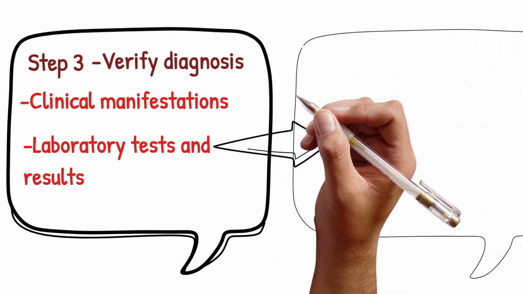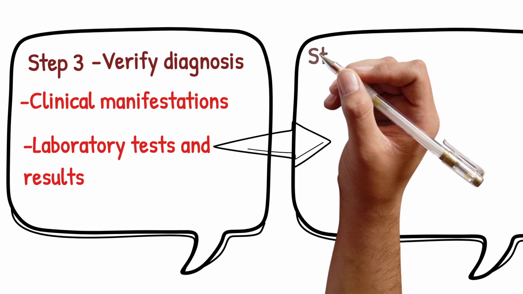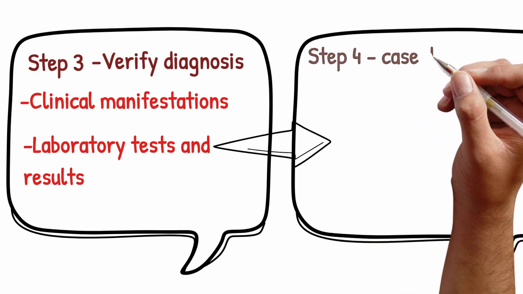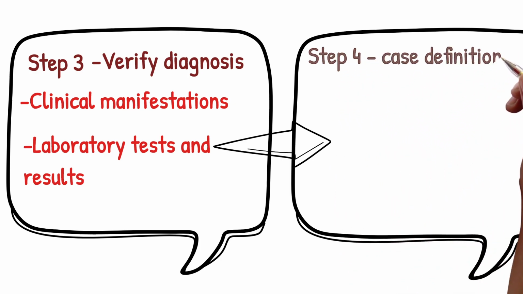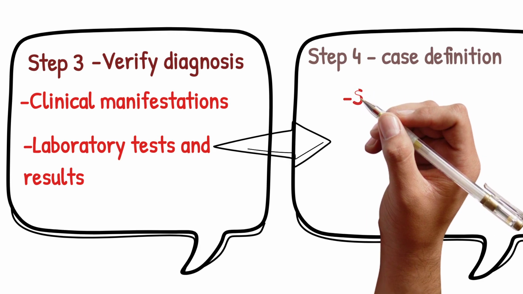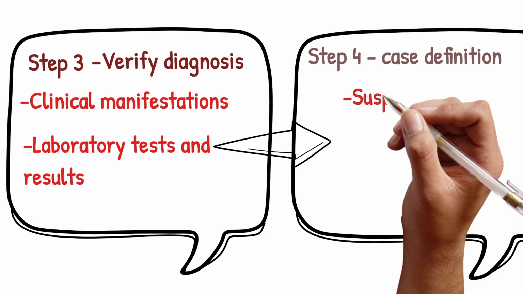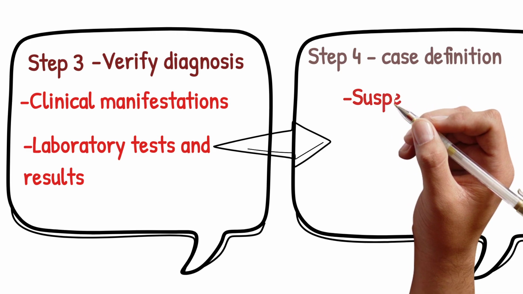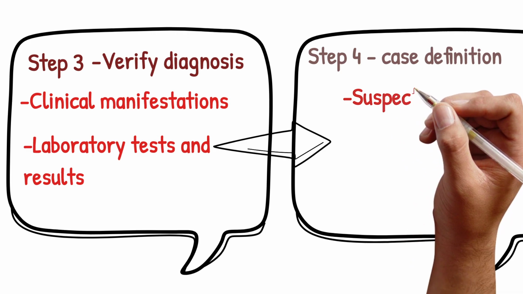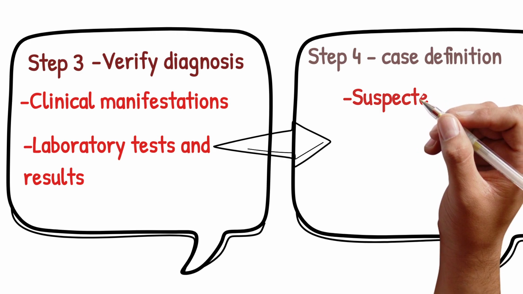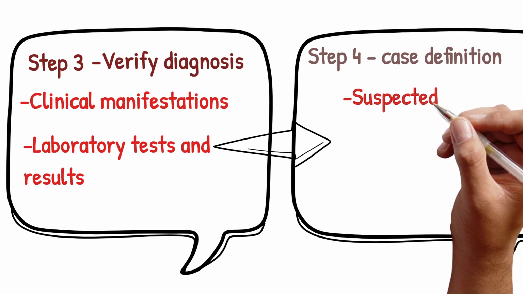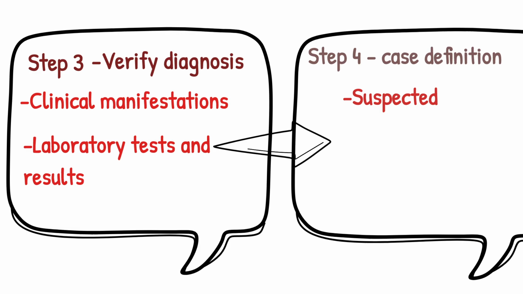Going to step number 4. Step number 4 is the definition of a case, or we can say the counting of the number of cases. The case definition has to be defined, and it also has to be time bound. A case definition gives a standard way of identifying suspected, probable, and confirmed cases.